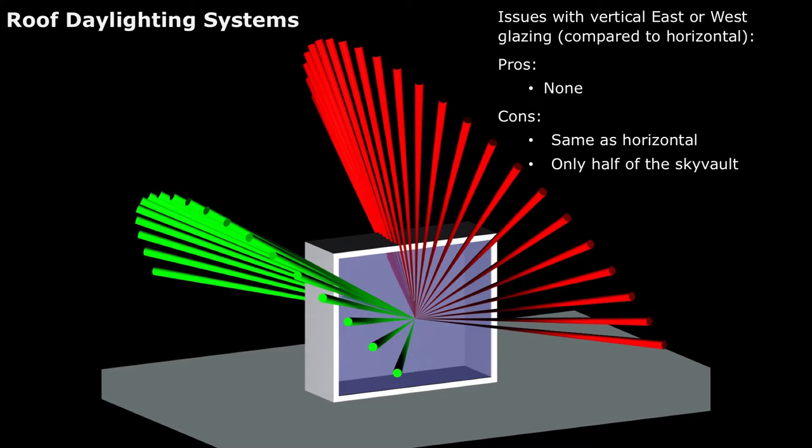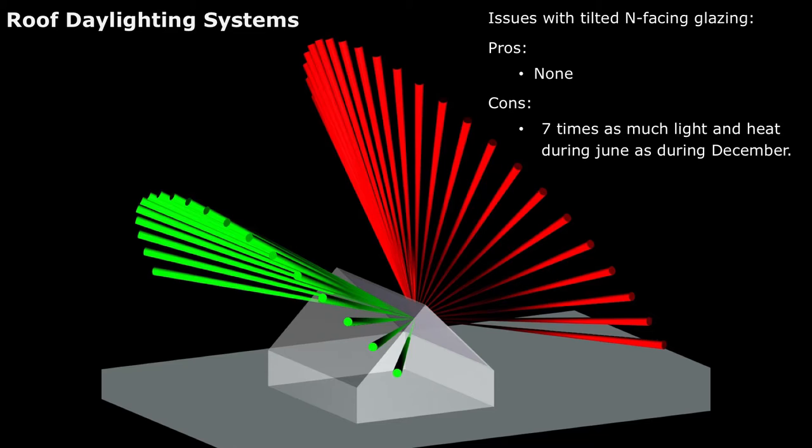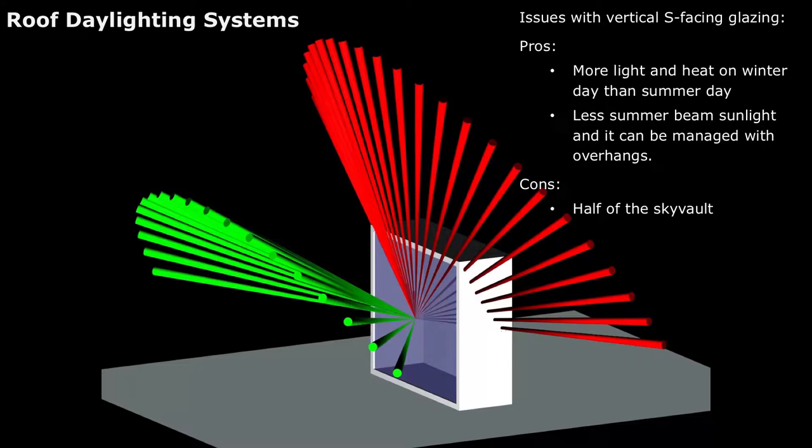Basically, this has no advantages over horizontal glazing because it has all the same problems, except it's only facing half of the sky vault, so we need roughly twice as much glazing. So we have twice the cost and twice the thermal problems that are associated with it. Tilted north-facing glazing is even worse. It collects beam sunlight all day long during the summertime, gets no beam sunlight during the wintertime. In Raleigh, North Carolina, the summertime acceptance is 7 times what it is during the wintertime.